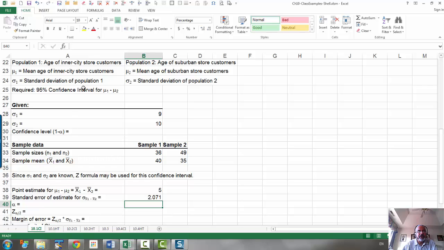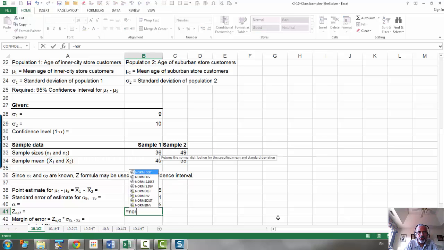Now alpha is, we want a 95% confidence interval, so alpha is 5%. Now Z sub alpha over 2: we have two tails, alpha over 2 on each side, and we want the positive side of the Z value. So we need to use the norm.s.inv function, and we need to provide the cumulative probability. We take half of the two tails, alpha over 2 being the tail area, and that would result in the cumulative probability of 1 minus alpha over 2.